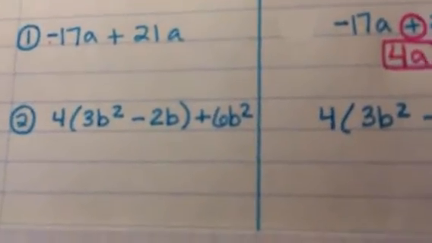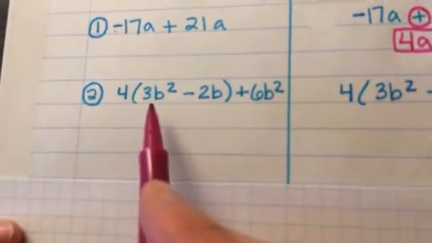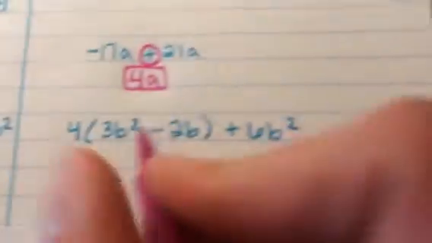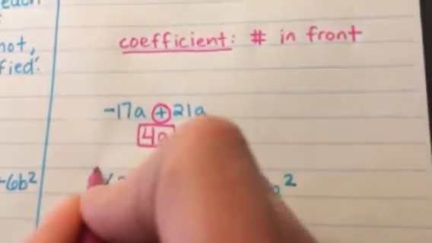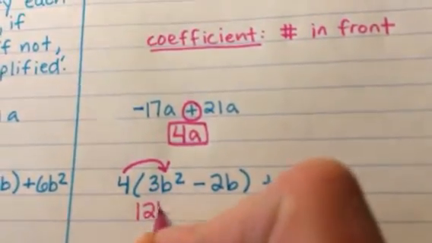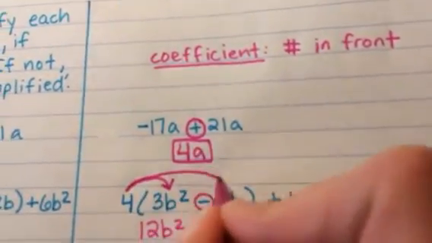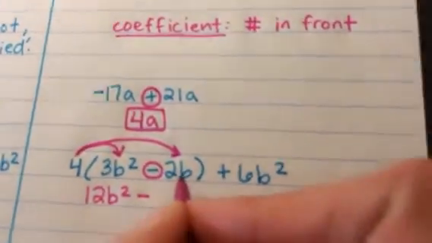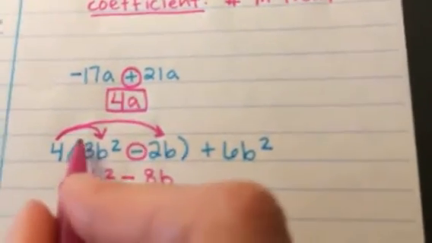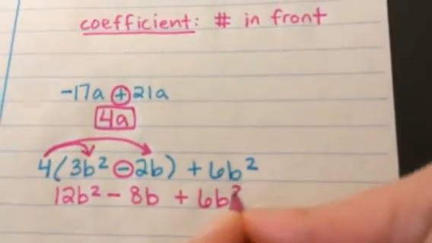In our next example, there's a couple of things going on. We have 4 times in parentheses 3b squared minus 2b, plus this 6b squared on the end. Now, the distributing only happens to the part in parentheses. So 4 times 3b squared is 12b squared. Our minus sign comes right down, and 4 goes to 2b. 4 times 2b is 8b. And we're done distributing because we're only distributing to what's in parentheses. So this plus 6b squared just comes right down.